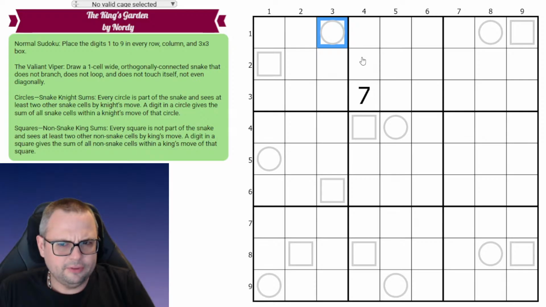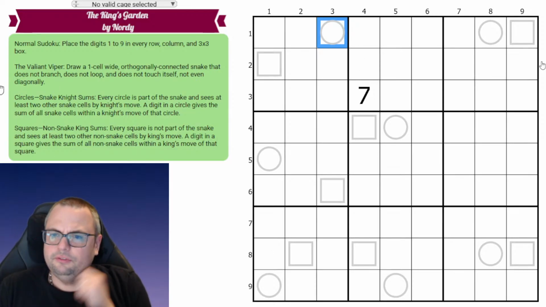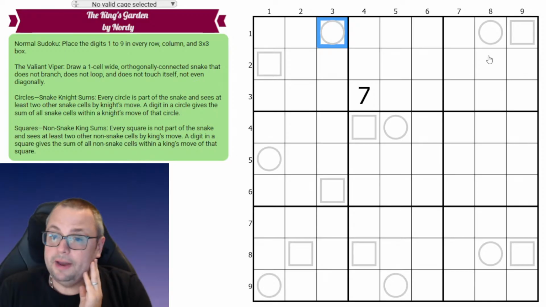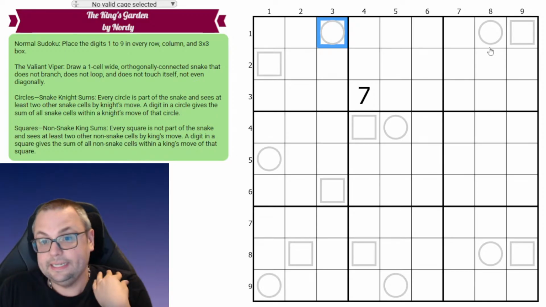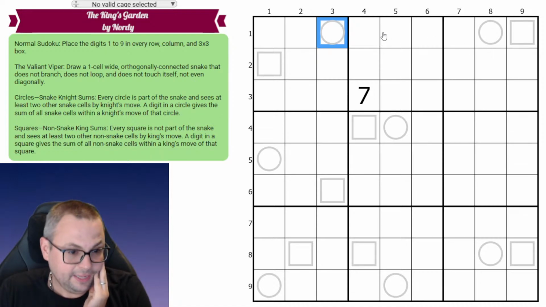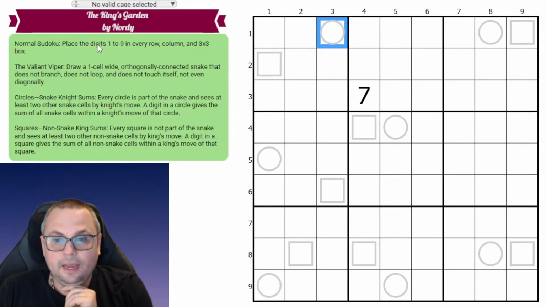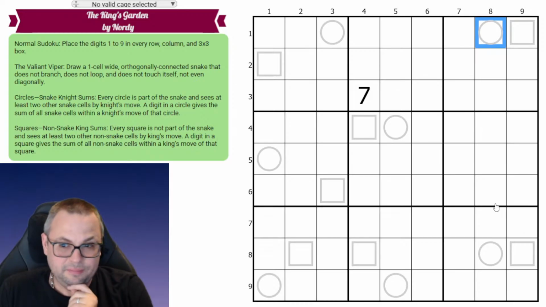So let us process the rules to Nordy's puzzle. We need to place the digits 1 through 9 in every row, column, and 3x3 box. That sounds familiar. We need to draw a 1-cell wide orthogonally connected snake that does not branch, does not loop, and does not touch itself even diagonally. Hey, Jan, Smitha, Pink Maple, and Jim, by the way. The circles are snake knight sums. Each circle is part of the snake. I guess we can make the snake green.